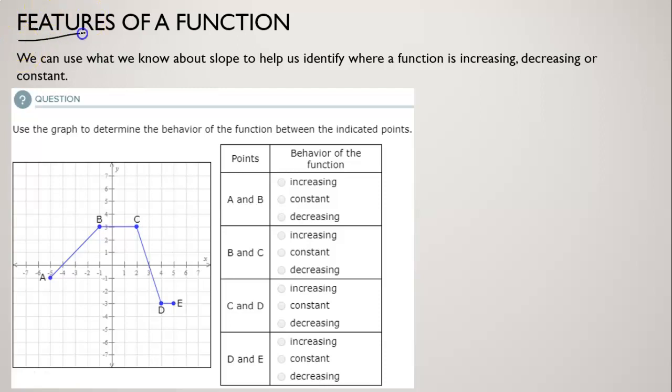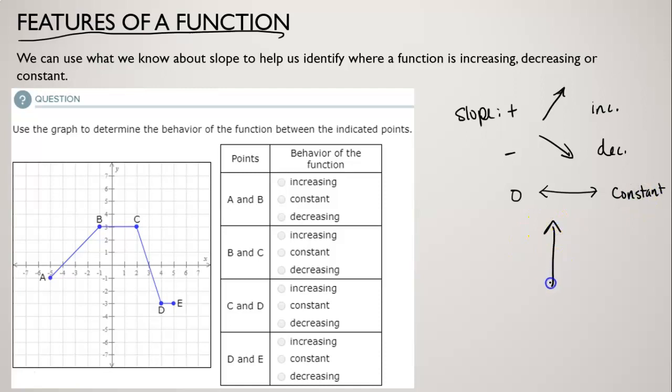All right, new topic, features of a function. Please write down your topic heading. We can use what we know about slope to help us identify where a function is increasing, decreasing, or constant. So when slope is positive, that means the line is going up from left to right. When the slope is negative, that means the line is going down from left to right. When the slope is 0, that means we've got a horizontal line. Well, in the language of functions, this would be increasing, this would be decreasing, and this would be constant.